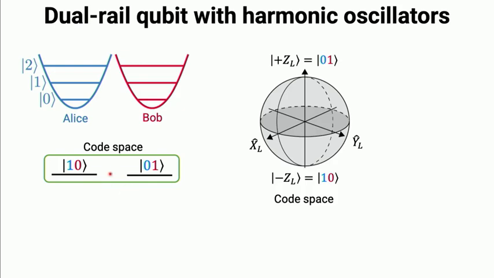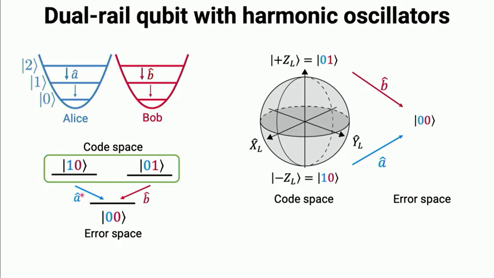And so these become the code words of your Bloch sphere. One reason why we love the harmonic oscillators is that they have a very simple error model. Basically, the dominant error channel is photon loss, which discretely takes you down the ladder until you're in the ground state. And here we have Alice and Bob, two harmonic oscillators, so they both have photon losses. And what this error channel does to the dual rail encoding is that it destroys the Bloch sphere and leaves us in the error space, which is the ground state of the system.